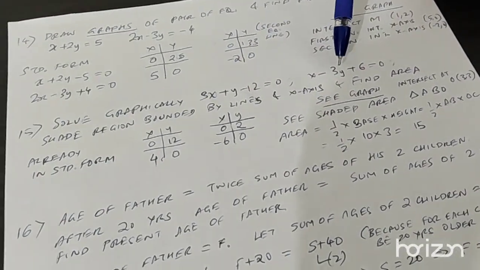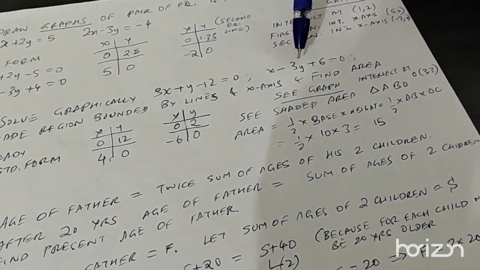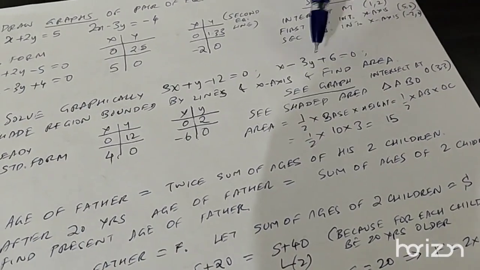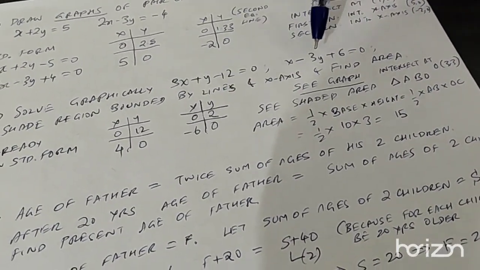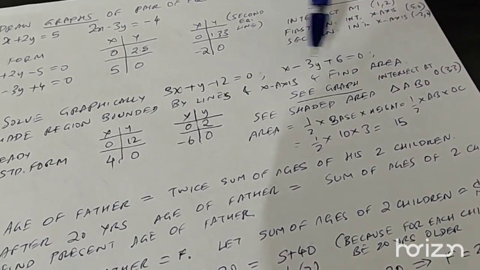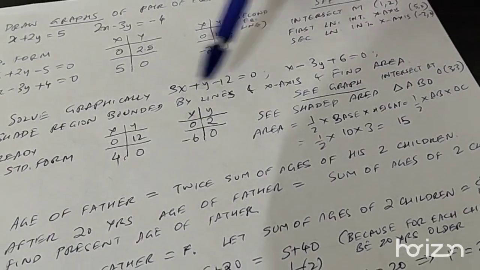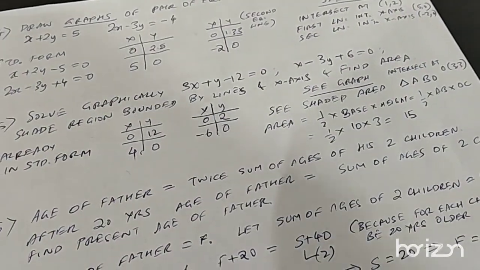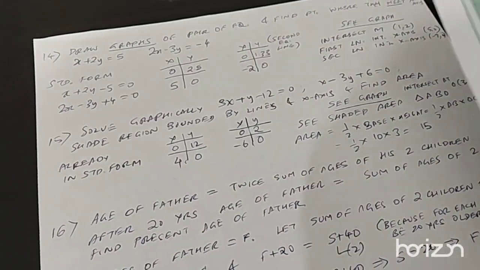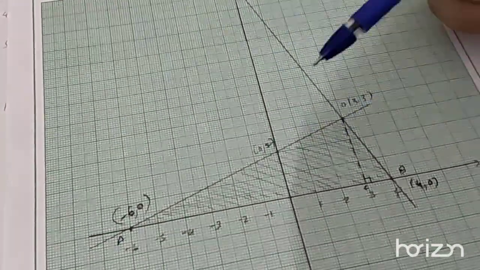Similarly, for the second line, if you put x is equal to 0, you will get y is equal to 6 by 3, which is 2. And when you put y is equal to 0, you will get x is equal to minus 6. Okay. So to plot these lines, we again take the graph paper. Okay. So first line is 0, 12, 4, 0. So you can see this.